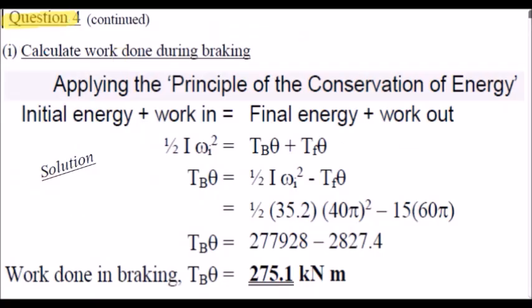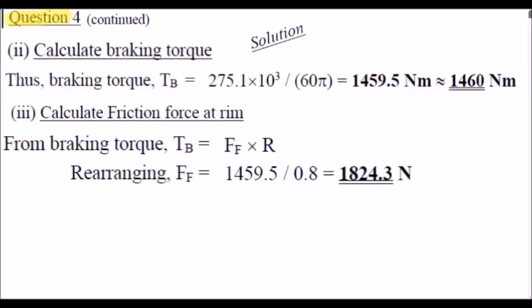Question 4, solution continued. This is part 1, calculating the work done during braking. I'll let you review this at your own pace. Answer stated here with the appropriate energy unit. Could also state that in kilojoules, of course. Question 4, solution continued. Part 2, calculating the braking torque, TB, shown here. And part 3, calculating the friction force on the rim, friction force shown here.